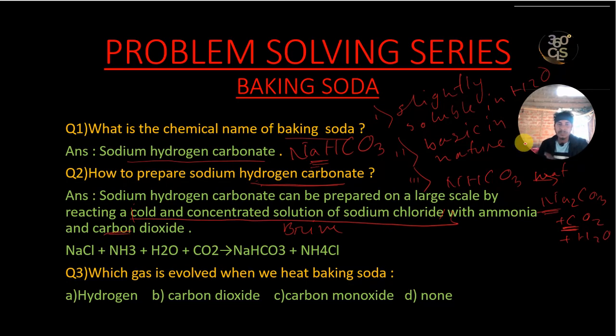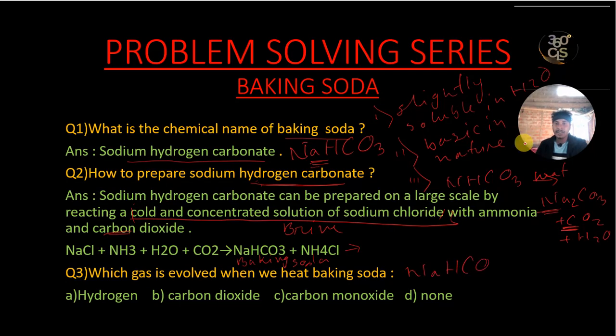हम इसको सिंपली ये बोल सकते हैं कि जब हम ब्राइन को अमोनिया एंड कार्बन डाइऑक्साइड के साथ रिएक्शन करवाते हैं तो हमें क्या मिलता है? सोडियम हाइड्रोजन कार्बोनेट, which is known as baking soda, and ammonium chloride as a byproduct. So we can say that when we react brine with ammonia and carbon dioxide gas, we get sodium hydrogen carbonate.